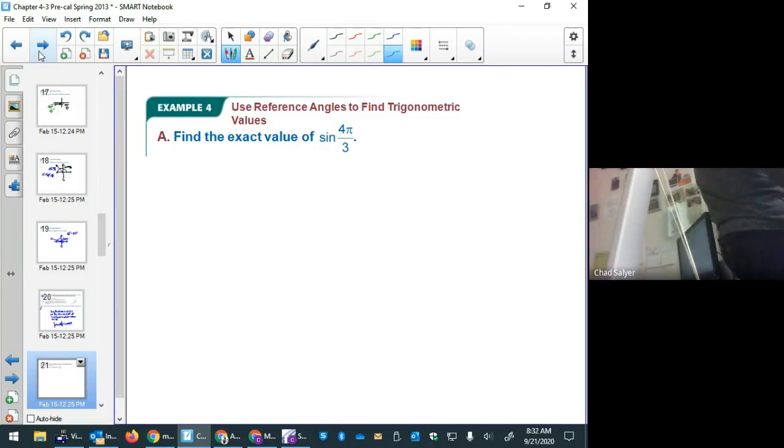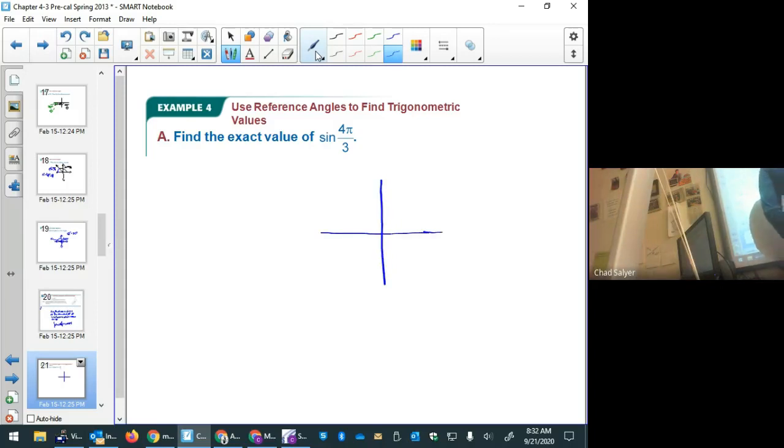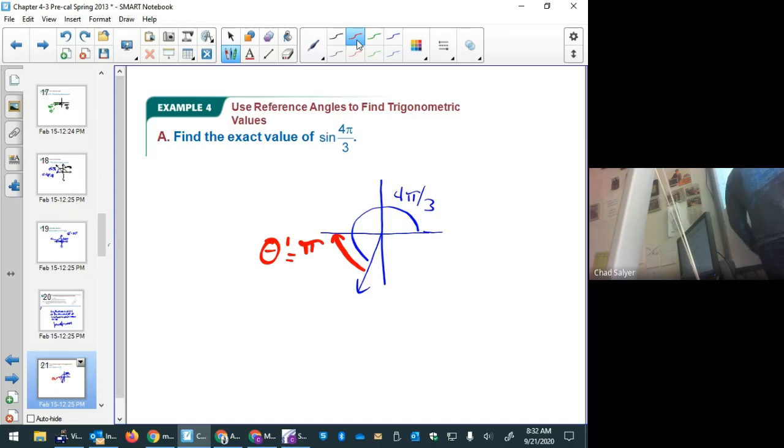So finding the exact value of sine of 4 pi over 3. Now, we've already evaluated this, and we've solved it with the symmetry of the circle. But 4 pi over 3 is down here, 240 degrees. But its reference angle, theta prime, is pi over 3. So I know the sine of 4 pi over 3 is going to have the same absolute value as the sine of pi over 3. And I remember from my unit circle that that is radical 3 over 2. So it's going to have this for its absolute value.